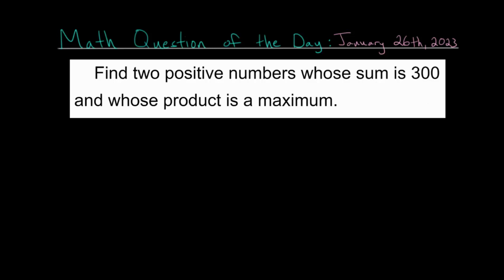In this video, I'd like to talk about the math question of the day for January 26, 2023. We need to find two positive numbers whose sum is 300 and whose product is a maximum. This word, maximum, is a clue that this is an optimization problem. Or in other words, this problem comes from Calculus 1, where whenever we need to find the maximum or the minimum, we will need to use the techniques of calculus and finding derivatives.